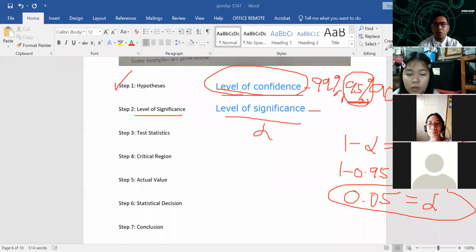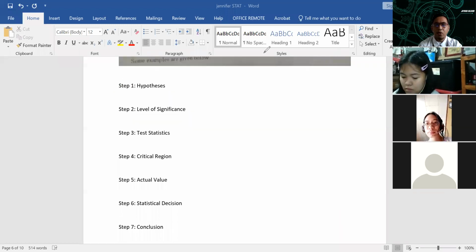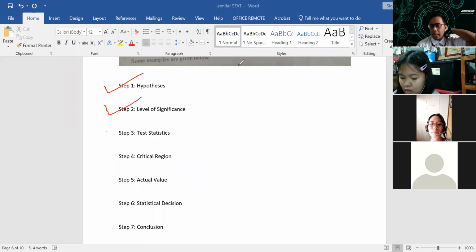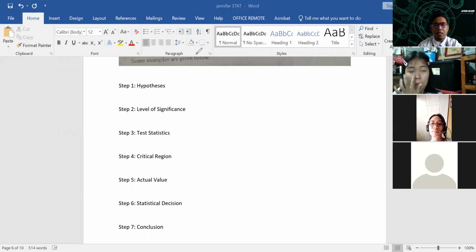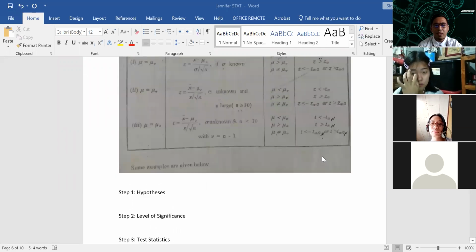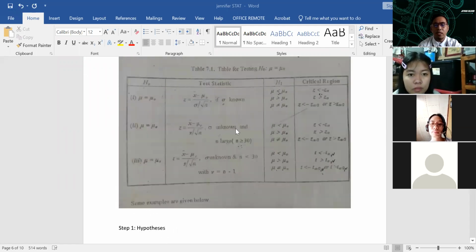I want you to take down notes. Can you take down notes? So we are done in step 1. We are done in step 2. The next one is the test statistics. So for this to be easy on your part, I prepared here a table for the test statistics. For the test statistics class, you just have to use this table.